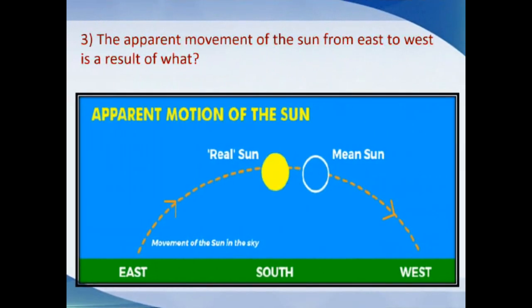Third question. The apparent movement of the sun from east to west is a result of what? Students, as we know, our earth rotates or spins from west to east. This movement of the earth makes the sun and stars appear to move across the sky, rising in the east and setting in the west. So, the apparent movement of the sun from east to west is a result of the rotation of the earth from west to east.